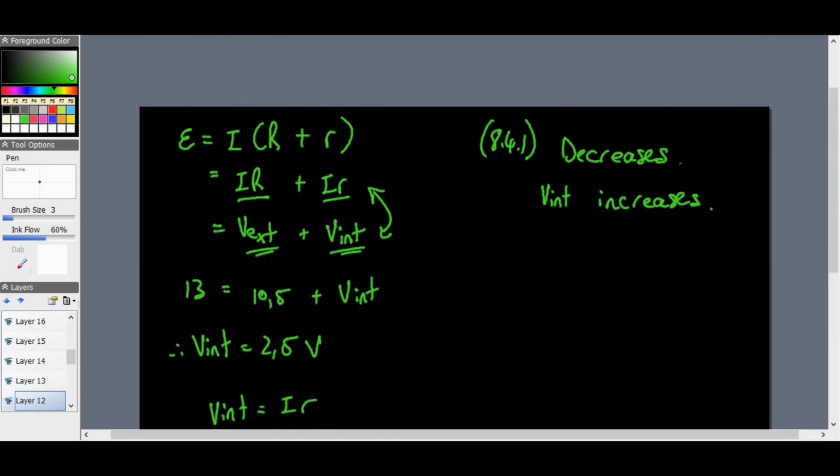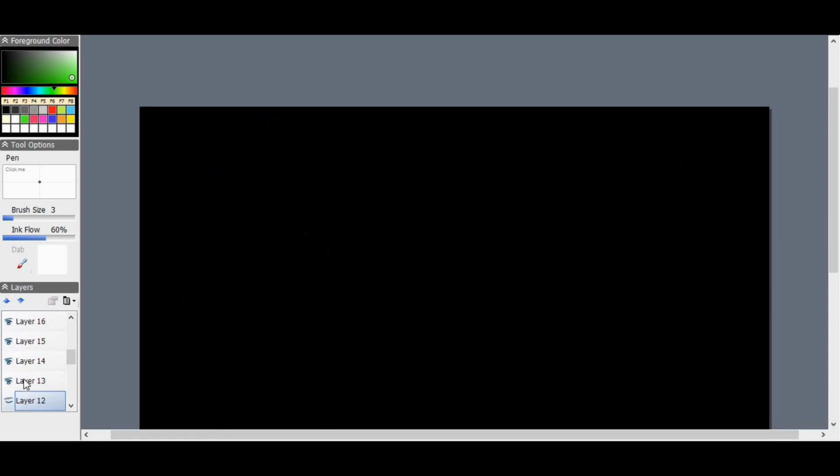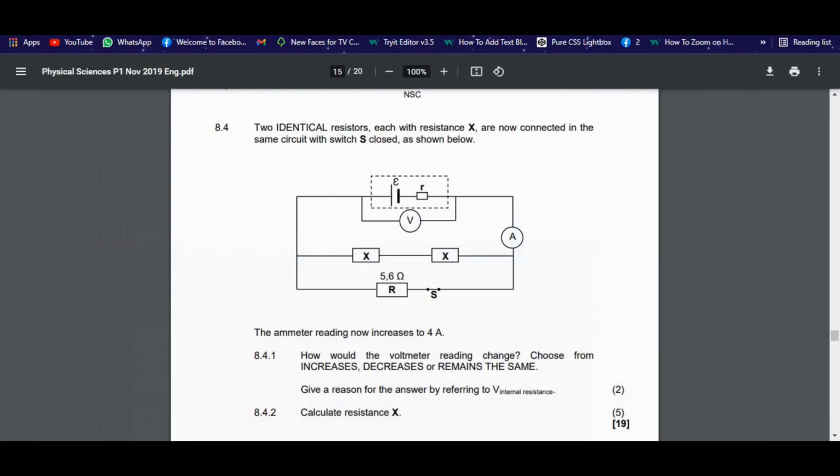Now, the second question, which I'm going to need a new page for, unfortunately, says calculate resistance X. Now this one is really not easy, guys. It's really not easy.